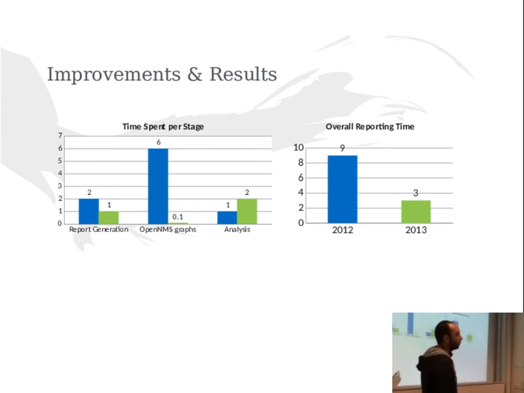So we could spend that time we did this before to analyze all the problems we detected on that report on our systems. So the reporting time we reduced from 9 hours to 3 hours. So we could spend that time doing better things than cutting and pasting images from OpenNMS.